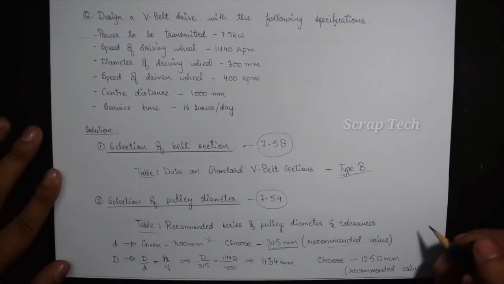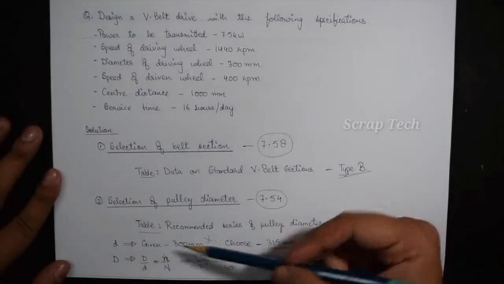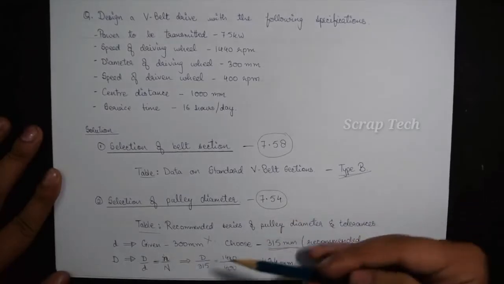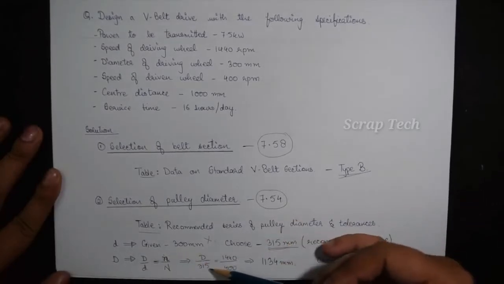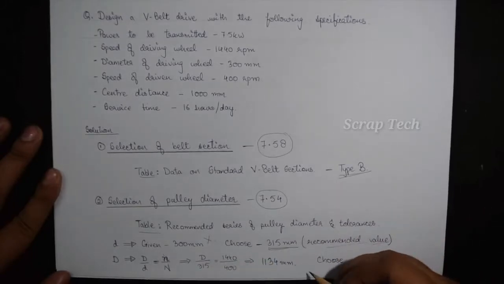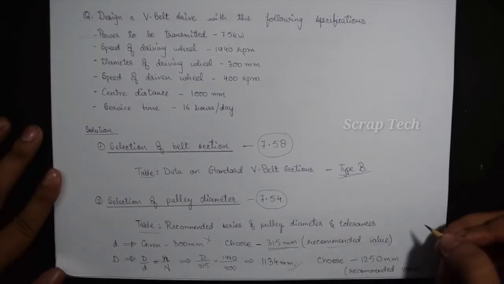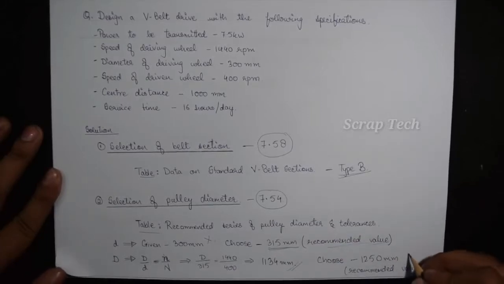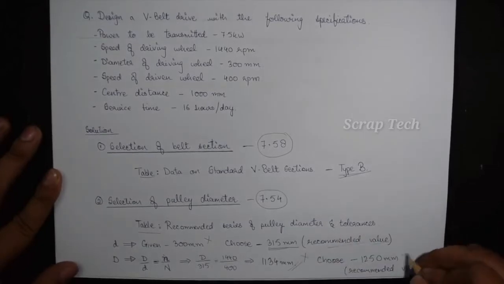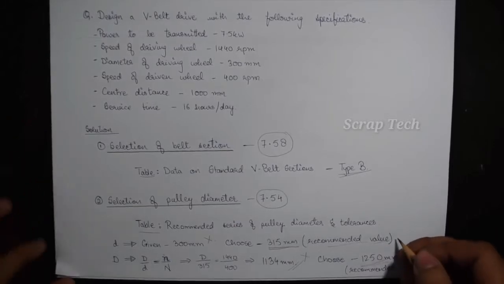This is small d. For calculating the capital D, we have a formula: capital D by small d is equal to small n by capital N. So we know the values of small n, capital N, and small d. Putting this, we will get the answer as 1134 mm. Now similarly, under the same table, 1134 is not given. So we will be choosing the very next number which is given, which is 1250 mm.